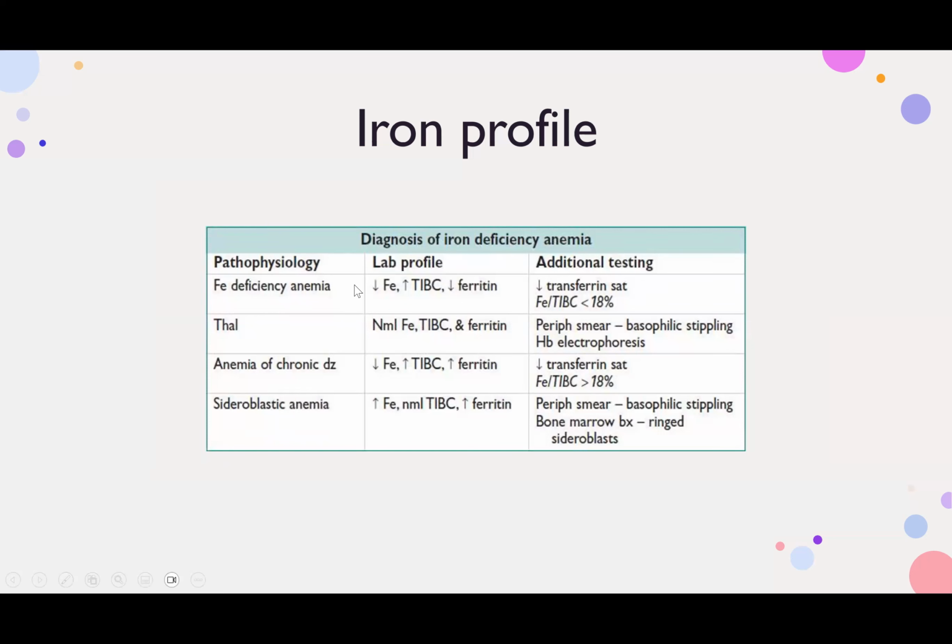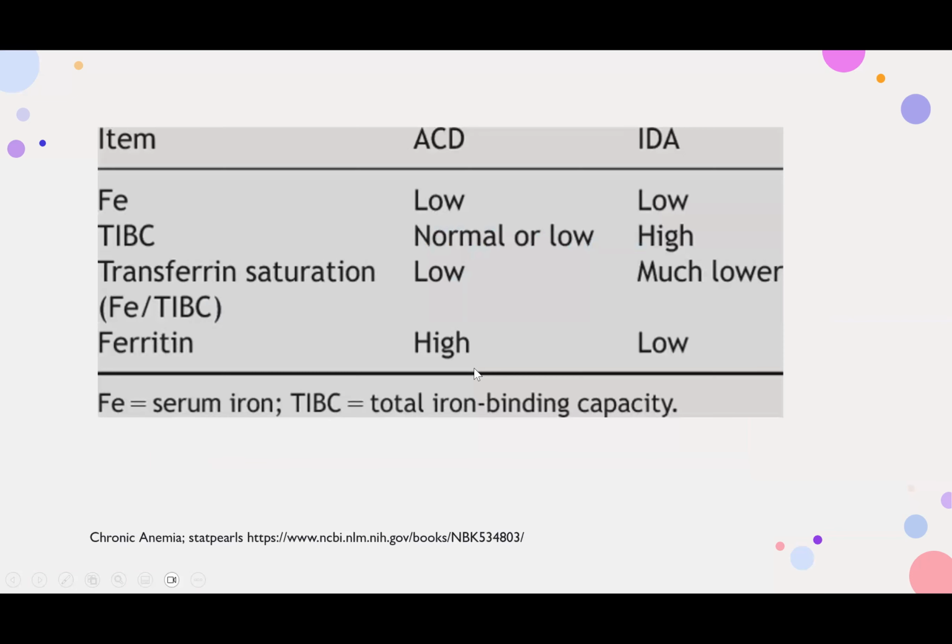Now, this table is from Pocket Medicine, and there's a mistake here, or I would say it's not correct. In anemia of chronic disease, they are writing here the TIBC is going to be high, and this is not true. In anemia of chronic disease, the TIBC is going to be low because the ferritin is high.